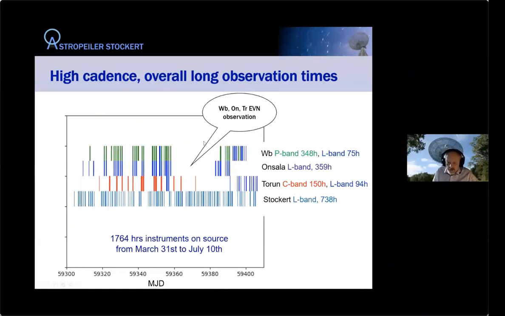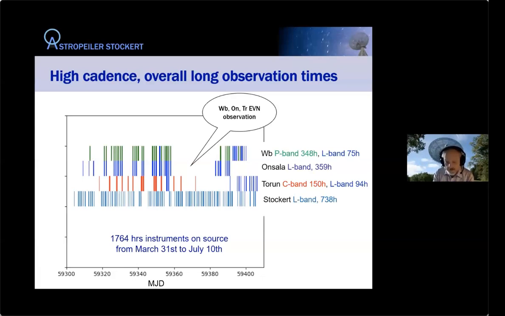Now you see a gap in the observation of the 3 telescopes here. This was due to the involvement of these 3 telescopes in the European VLBI network. So they couldn't spend time on that particular source because of other things. Also, during this time, the source became relatively close to the sun. So in our case, the sensitivity was a bit impaired. In total, we are talking about in excess of 1,700 hours of the instruments being on source. We are continuing, so in the meantime, it's even more. So it's a massive investment of observation time.